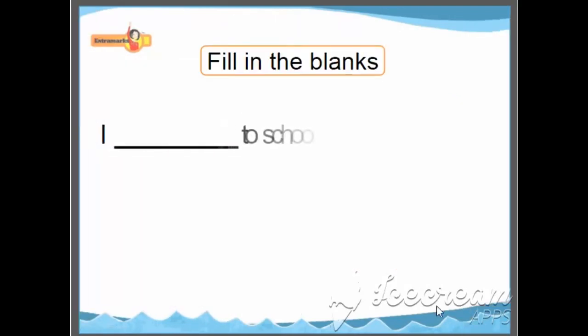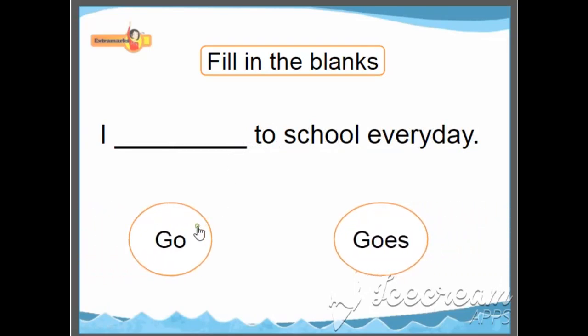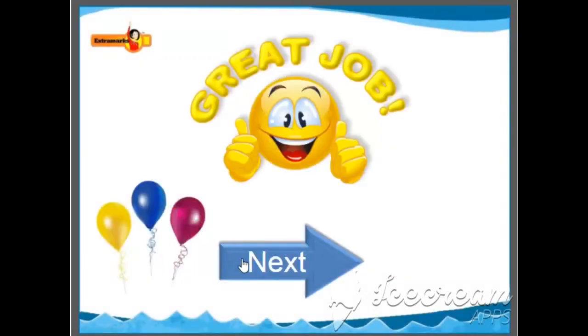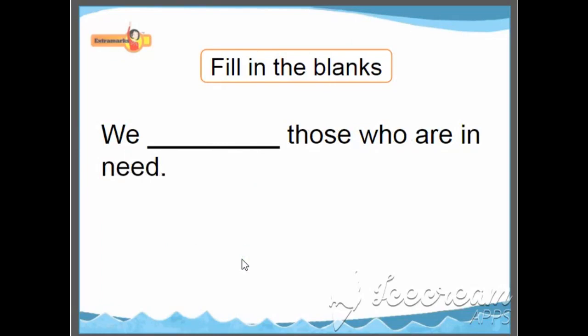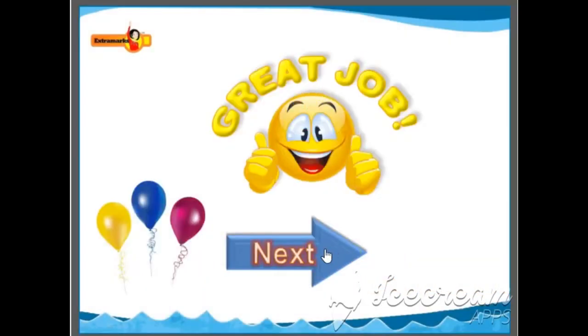Now fill in the blanks with correct words. I dash to school every day. Choose between go, goes. Hurrah! Great job! We dash those who are in need. Choose between helps, help. Hurrah! Great job! Let's do the next one.